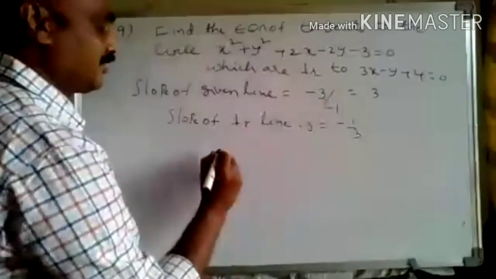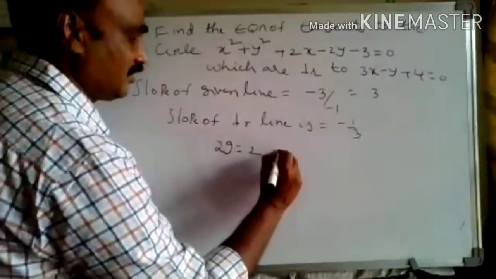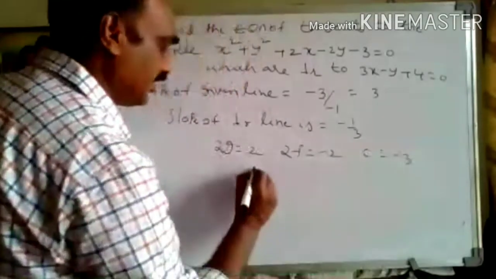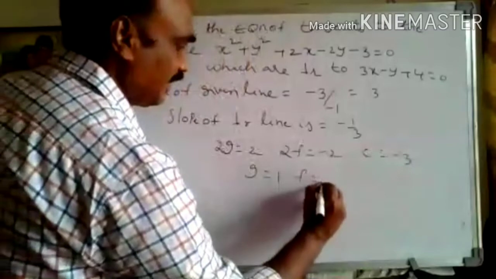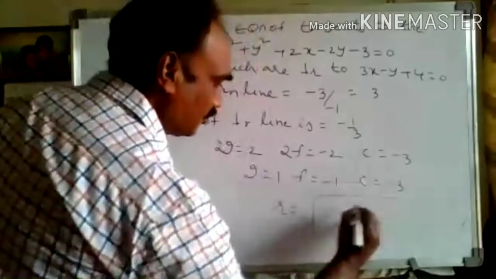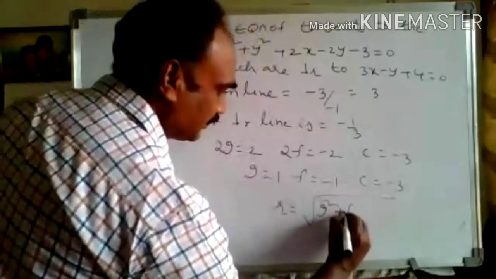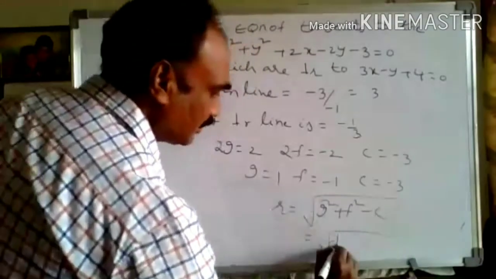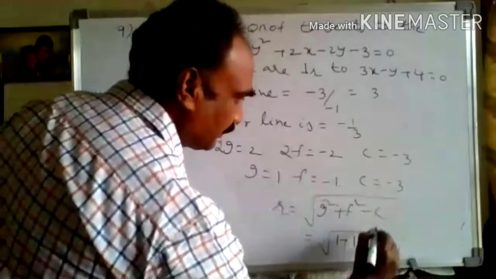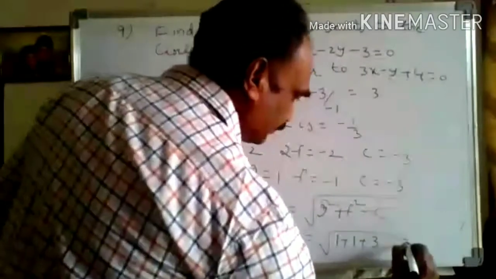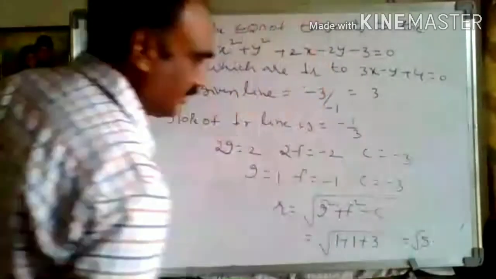The circle is x² + y² + 2gx + 2fy + c = 0. Here 2g = 2, 2f = −2, and the c value is −3. So g is 1, f is −1, c is −3. Next, the radius is √(g² + f² − c), that is √(1² + (−1)² + 3) = √(1 + 1 + 3) = √5. The radius is √5.